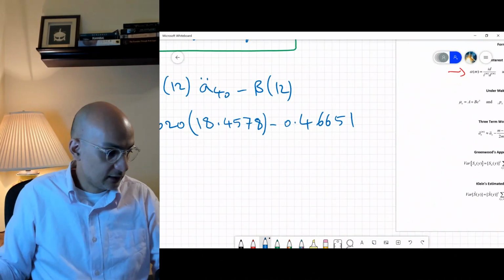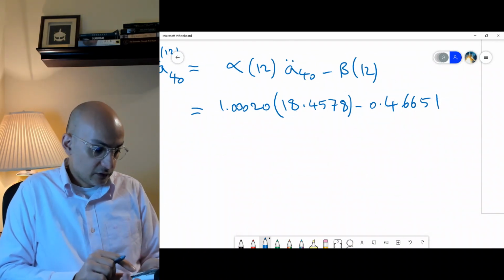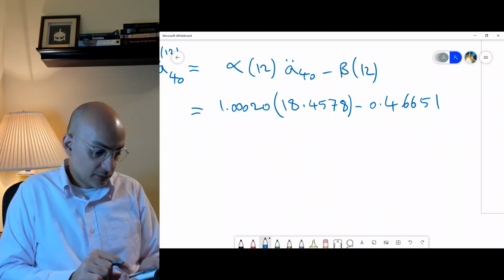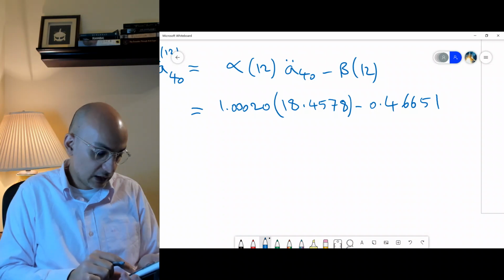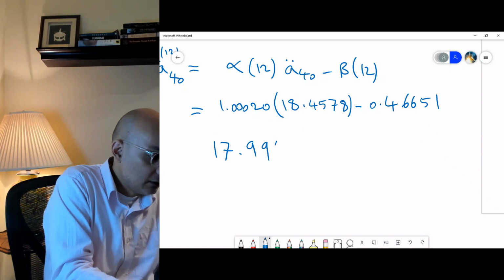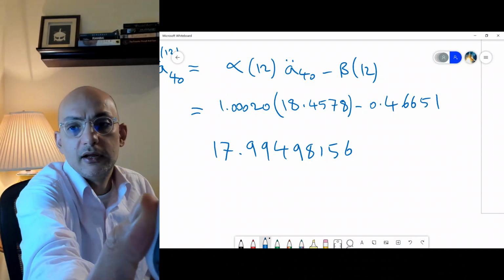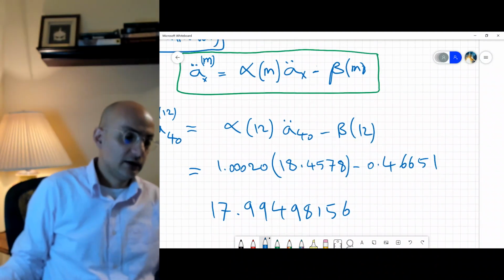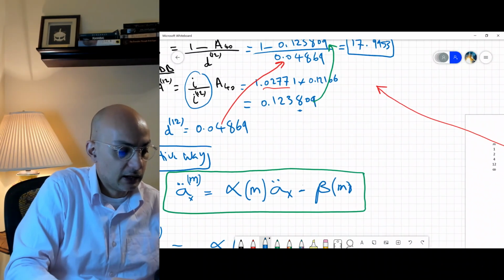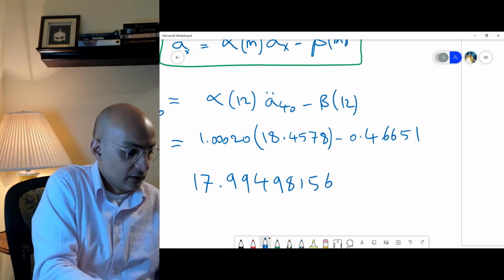Let's calculate and see if we get the same answer we got before. So we have 1.0002 multiplied by 18.4578, then we subtract from it the beta M, 0.46651. What I got here is 17.99498. It should be very similar to that one. If there is a little bit of difference, it's because of the rounding. So here 17.99953. Yeah, more or less it's the same.